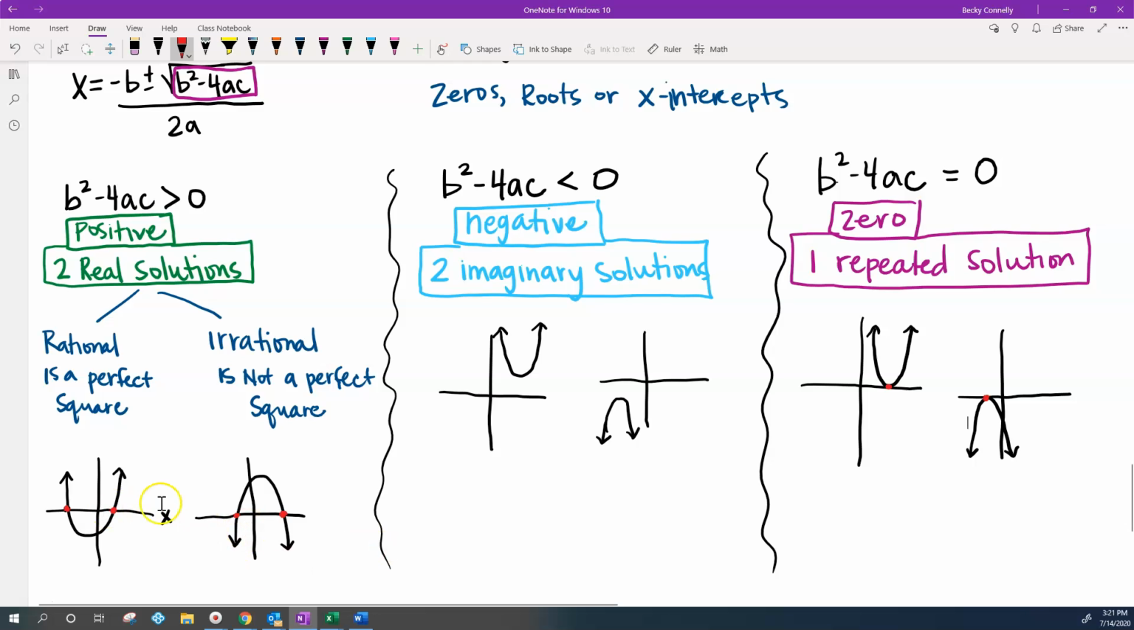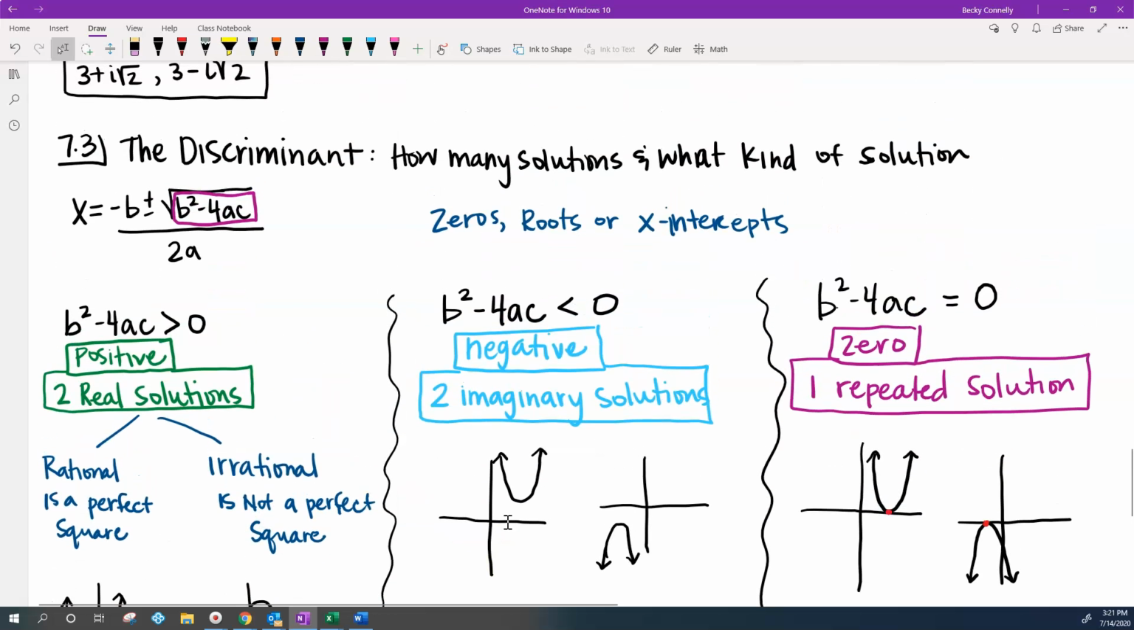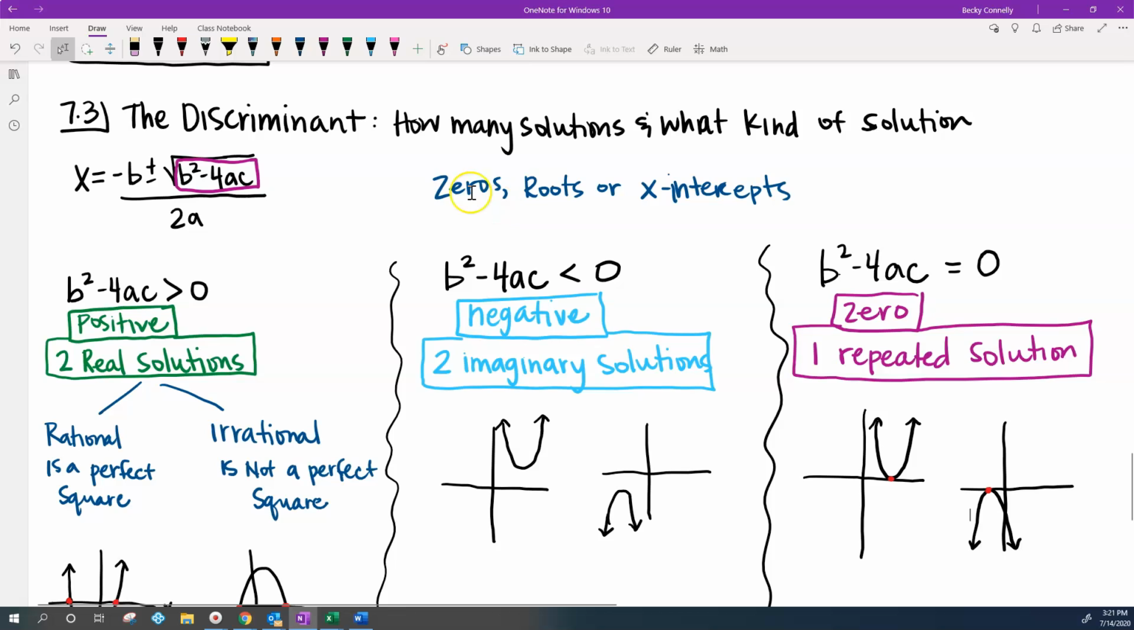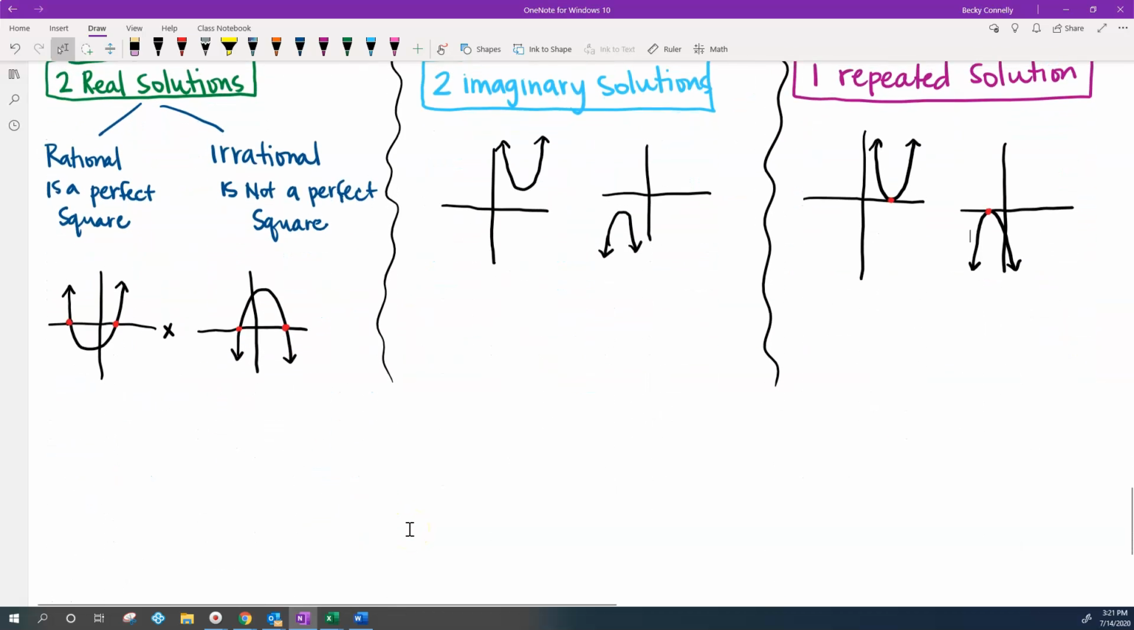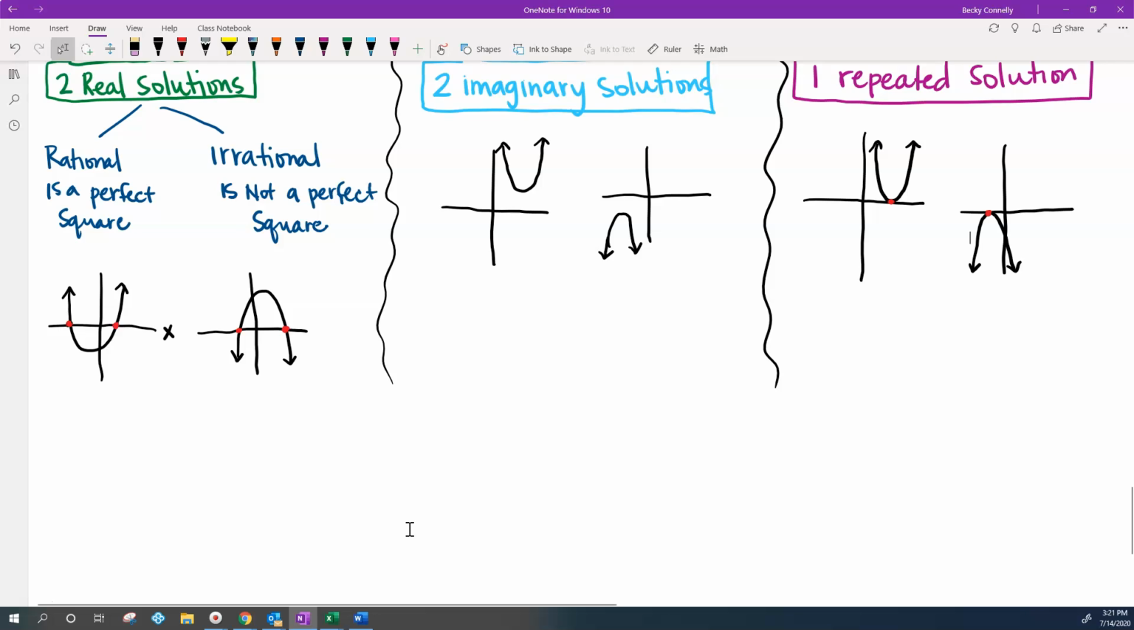Okay, but these are the things that you need to know about the discriminant. Remember, it's telling you how many and what kind of solutions. Are they imaginary? Are they real? If they're real, are they rational or irrational? So you can tell a lot about the discriminant. Okay? All right, let's look at some of these. So let's try the first example.